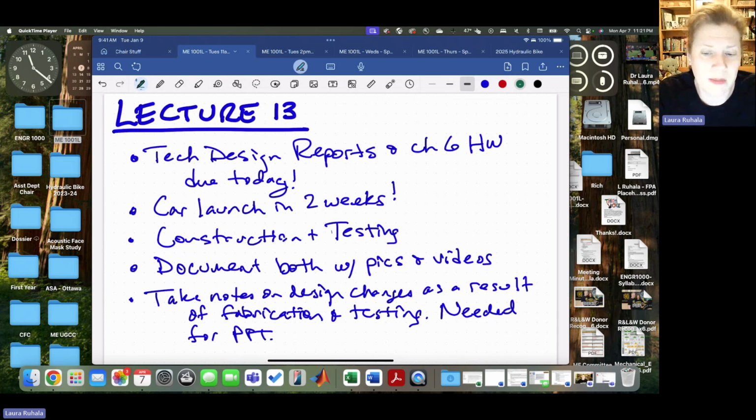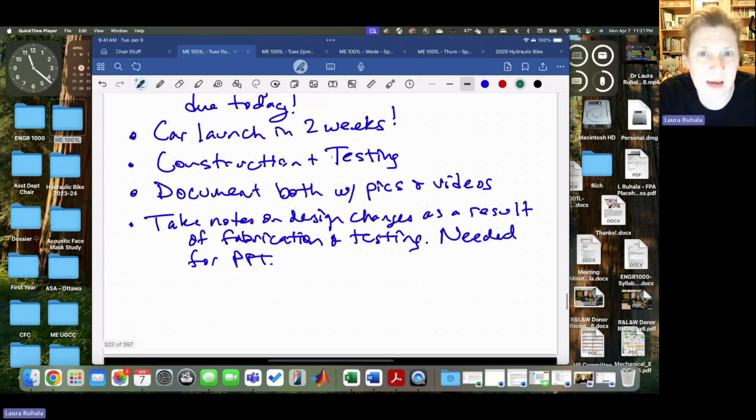For the car launch, construction and testing, we're in that phase. You need to document your work. Don't forget to document your work with both pictures and videos, and take notes of any design changes as a result of fabrication and testing. You'll need to discuss those with the PowerPoint.